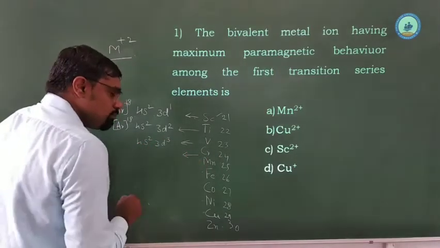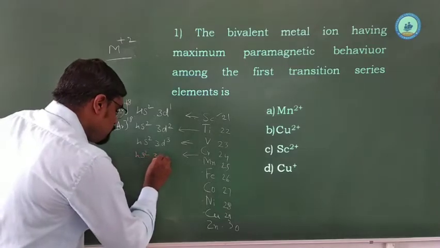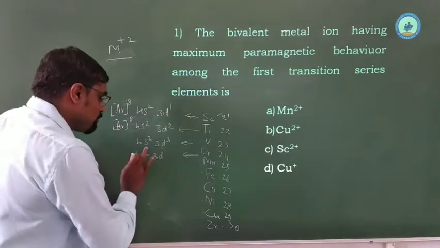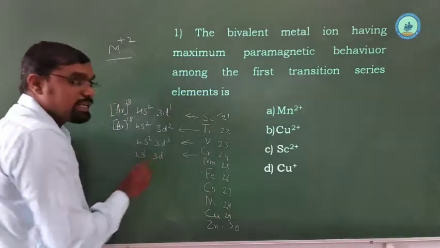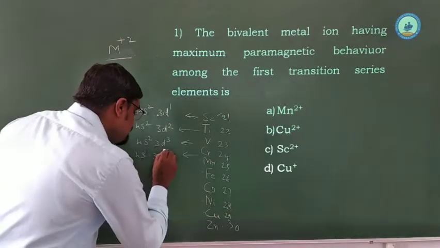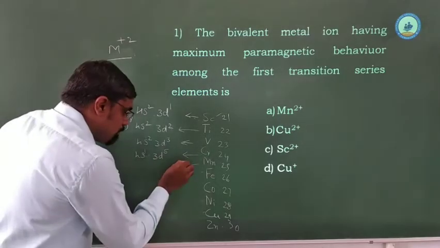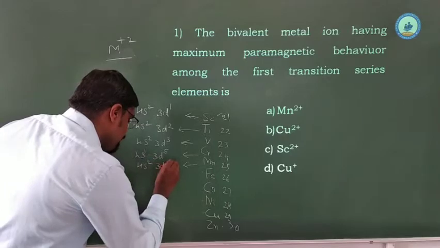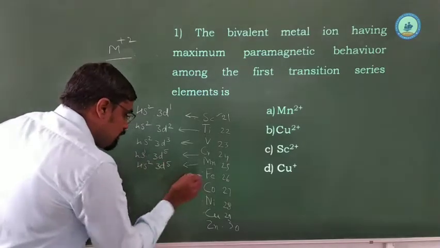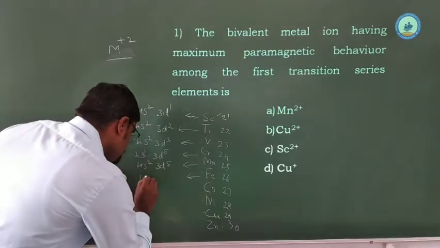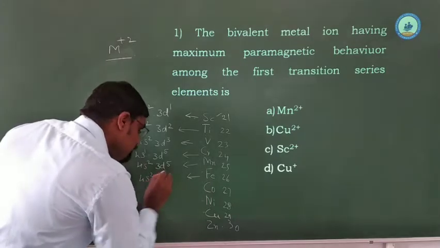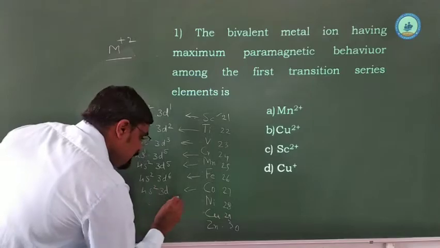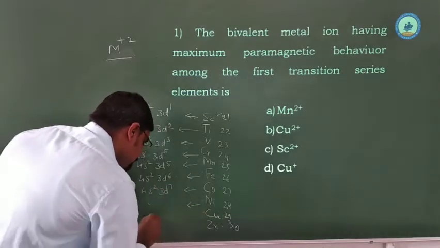Chromium: 4s2 3d, how much are you writing? 3d4? No. Here you have to change that. It is nearly half filled, so 4s1 3d5 you have to write. Then for manganese, 4s2 3d5. Similarly, for iron, 4s2 3d6, and then cobalt, 4s2 3d7.